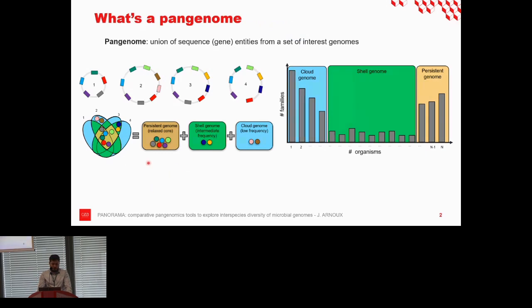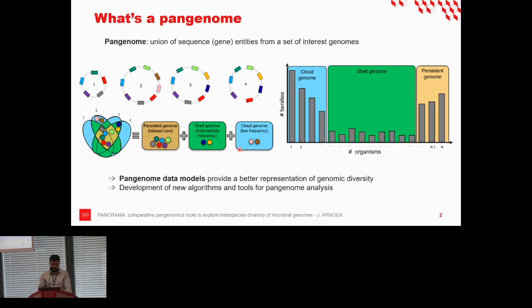In our case, and in most of the recent tools, they divide the pangenome into three parts: the persistent genome, corresponding to genes that are common to all genomes or almost all genomes; the shell genome, corresponding to genes with an intermediate frequency between genomes; and the cloud genome, the genes that are specific to one genome or rarely shared between genomes. With this new data model, we have a better representation of genomic diversity, but we need the development of new algorithms and tools for pangenomic analysis.